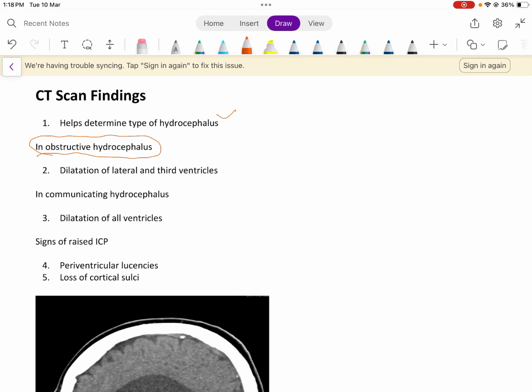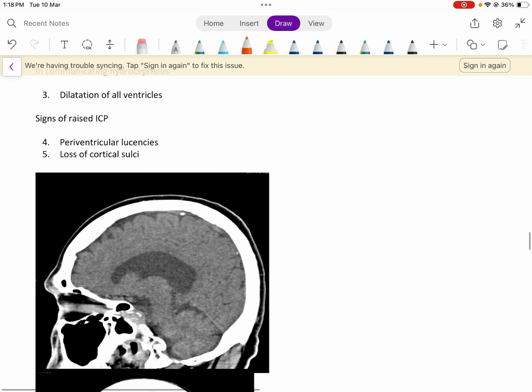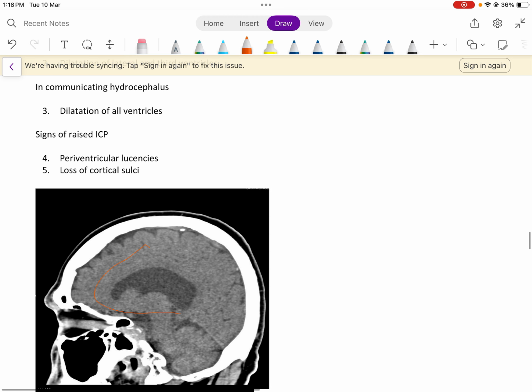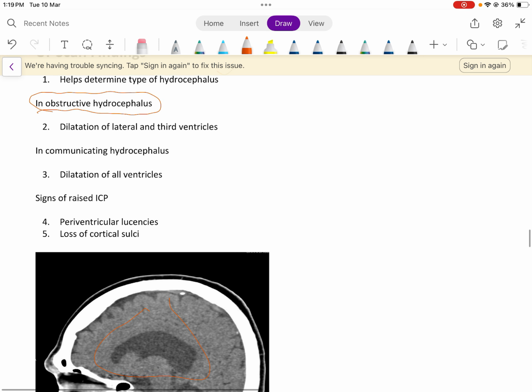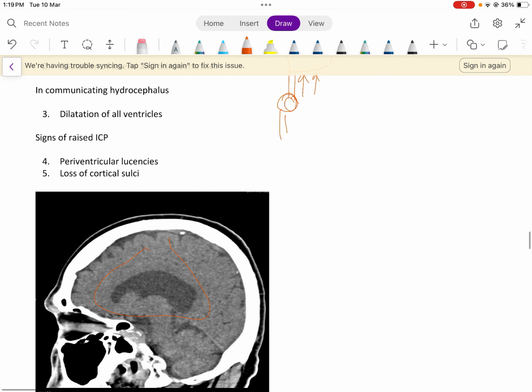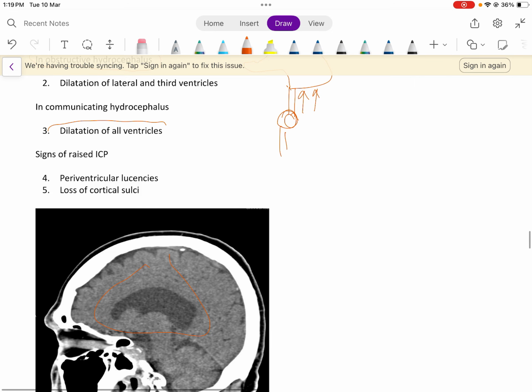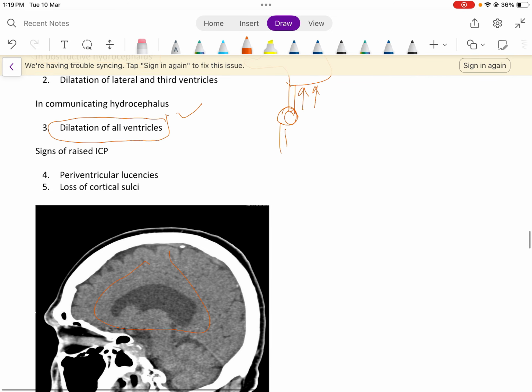So whenever there is an obstruction, you get back pressure changes, and because of back pressure changes, you get dilated lateral and third ventricles. The lateral ventricles and the third ventricle will be dilated. Naturally, your CSF is obstructed. There will be back pressure changes because of the obstruction, and there will be dilatation of the remaining areas. Next, communicating hydrocephalus may get dilatation of all the ventricles.